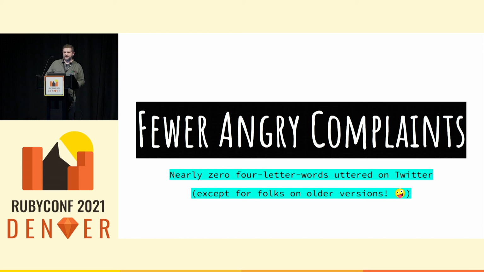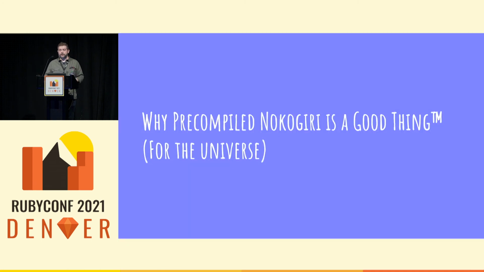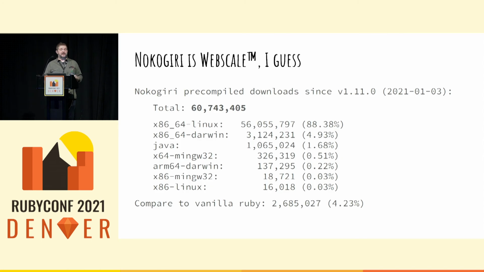If you do that Twitter search for the 4-letter words, they basically drop to 0, except for people who are still on older versions. For the universe, it's a good thing because, well, Nokogiri is web scale now. Since January, precompiled versions of Nokogiri have been downloaded 60 million times.